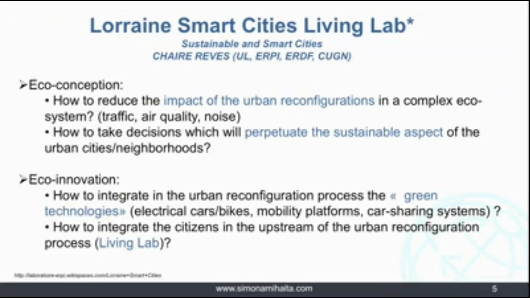Now, what is that? When you say eco-conception, you really want to think about methods to reduce the impact of urban reconfiguration. You need to be able to make decisions so that you will have sustainable cities in the future. When we talk about eco-innovation, it means that we want to be able to find solutions and integrate new green technologies in the city that will help our life and let us live healthy in our sustainable cities in the future.